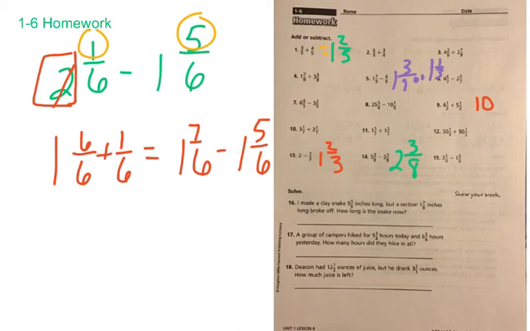7 minus 5 is equal to 2/6, and 1 minus 1 is 0, so we're left with 2/6. 2/6 can also be reduced to 1/3 because 2 can go into 2 once and 2 can go into 6 3 times. I would accept either one, 2/6 or 1/3.